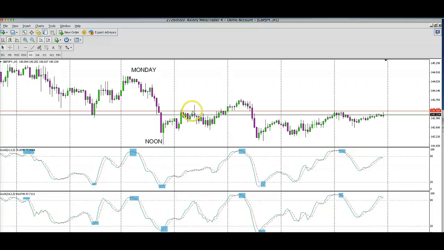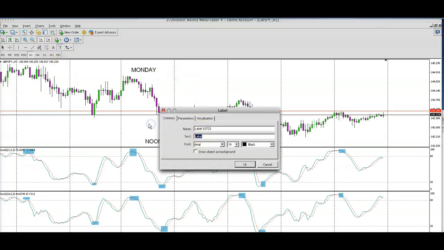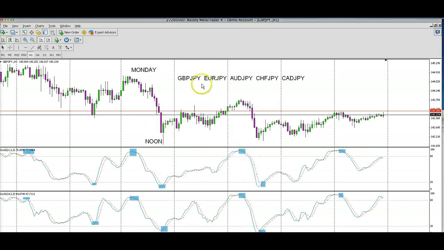It's that Monday to Tuesday retracement, and I focus mainly on the yen pairs, which would be, let me just put them here for you, GBP JPY, Euro JPY, Aussie JPY, Swiss JPY, and Canadian JPY, okay? So these are the pairs that I normally focus on. I also look at New Zealand yen, but these are the core trading pairs for the turnaround Tuesday.